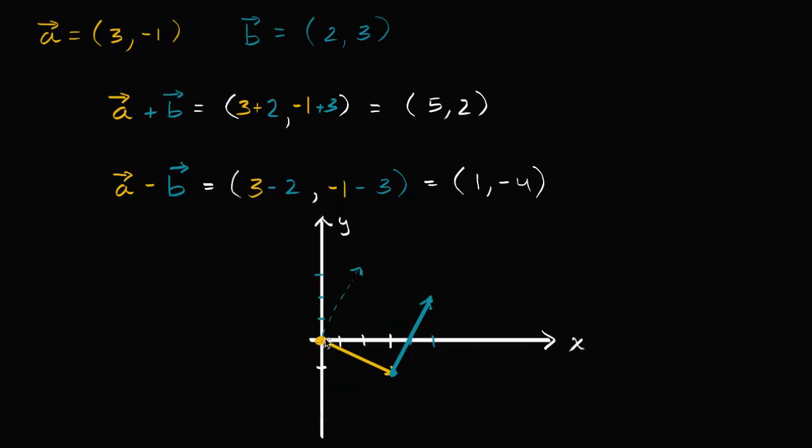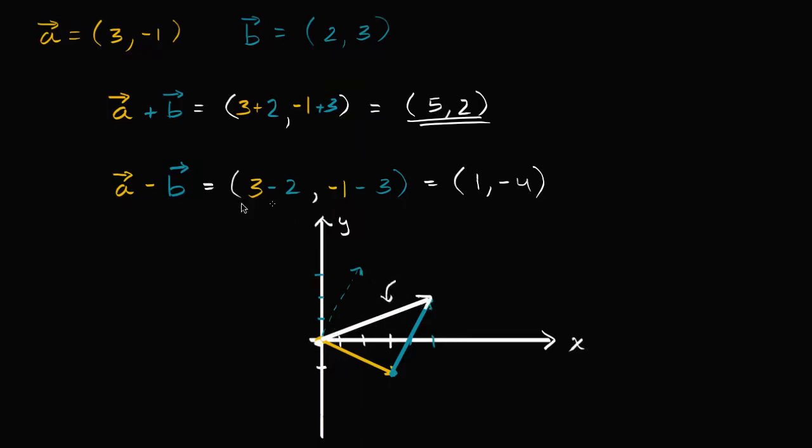So now I can figure out the resulting vector A plus B by going from the initial point of A to the terminal point of B. So it's going to start here and then go over there. And notice, this vector, I'm going 5 in the x direction and 2 in the y direction. This is the vector 5, 2, right over there. That is vector A plus vector B.